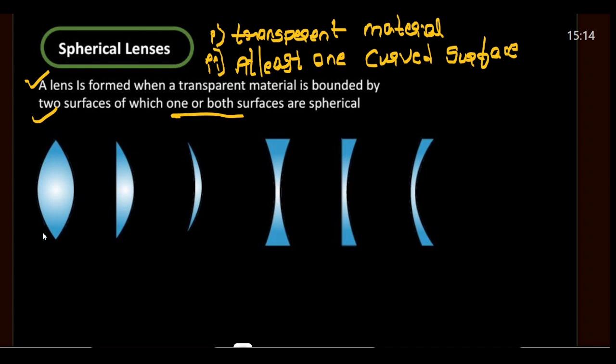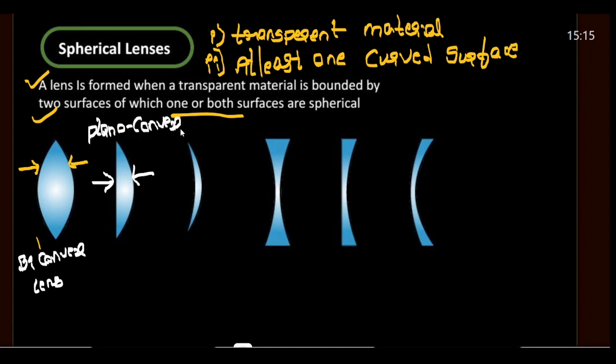So the first one is, here you can see, both the surfaces are convex, right? And if you consider the curvature, both curvatures are equal, so we can call this lens a biconvex lens, okay? Biconvex lens. And the second one, if you see, this side is plane, right? And this side is convex, so it is called a plano-convex lens, fine.